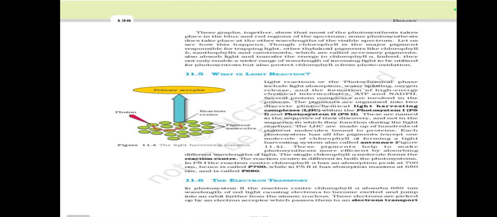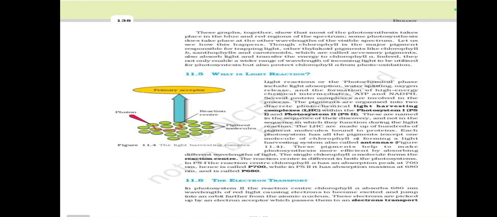These graphs together show that most of the photosynthesis takes place in the blue and red regions of the spectrum. Some photosynthesis does take place at the other wavelengths of the visible spectrum. Let us see how this happens. Though chlorophyll a is the major pigment responsible for trapping light, other thylakoid pigments like chlorophyll b, xanthophylls, and carotenoids, which are called accessory pigments, also absorb light and transfer energy to chlorophyll a. Indeed, they not only enable a wider range of wavelengths of incoming light to be utilized for photosynthesis, but also protect chlorophyll a from photooxidation.